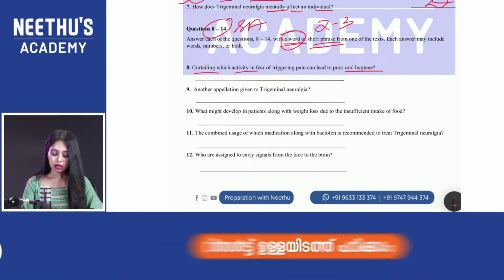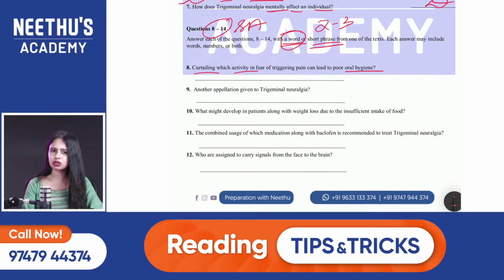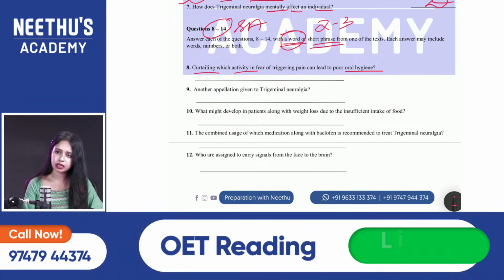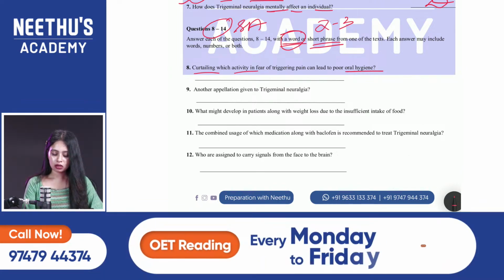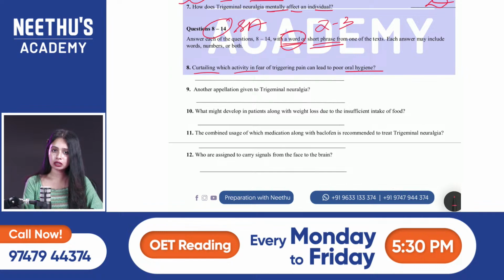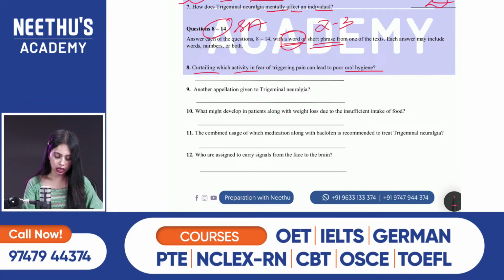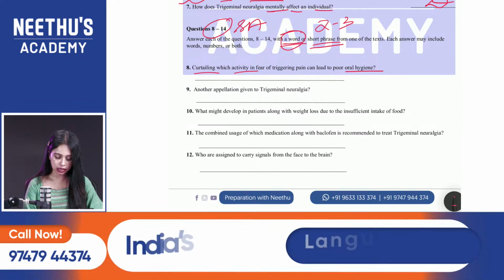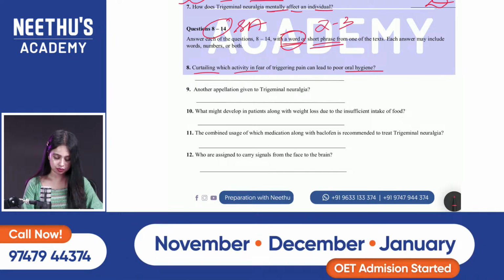Yeah, so what about the 8th one? Curtailing which activity? So what is the meaning of the word curtailing? Curtail down, which means something else. So what is curtailing? Curtail down, which means increase. Increase here. So curtail, which means? Answer is correct. Yes, Alina, Amy. Yes, Nimmi, answer is correct. Which activity?